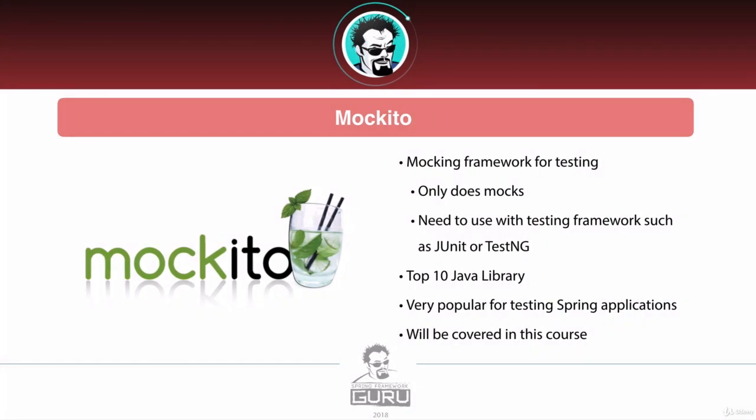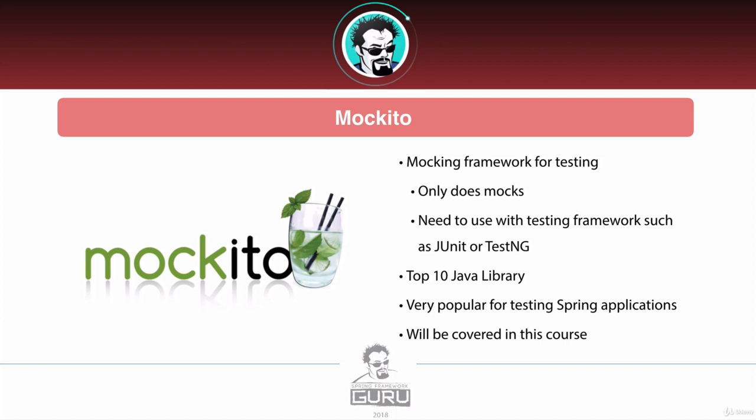Mockito. So Mockito is a mocking framework for testing. I want to point out that it only does the mocks, right? So you need to use a test framework to work with it, like JUnit or TestNG. Now, it is very, very popular. It is a top 10 Java library, very popular for testing Spring applications.